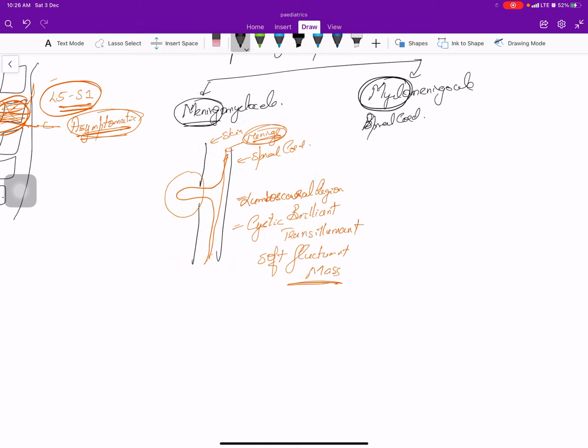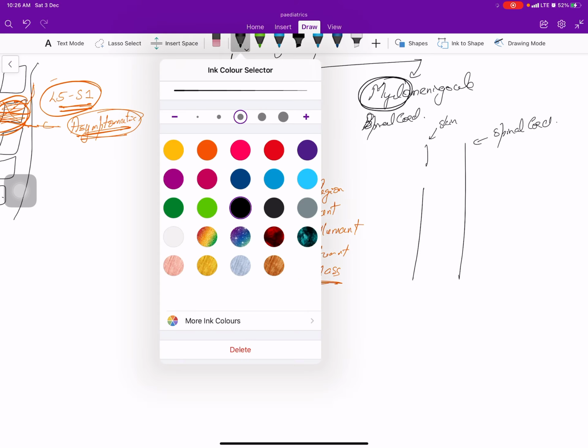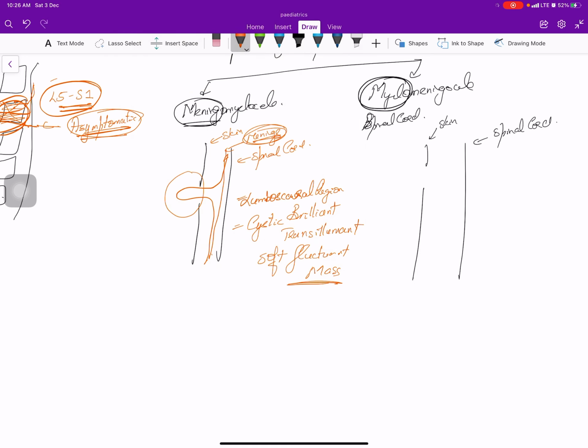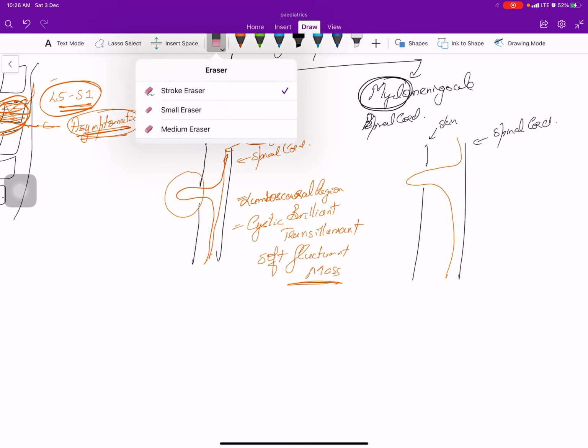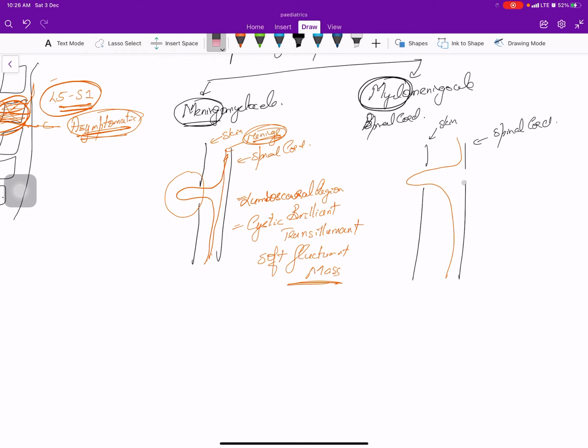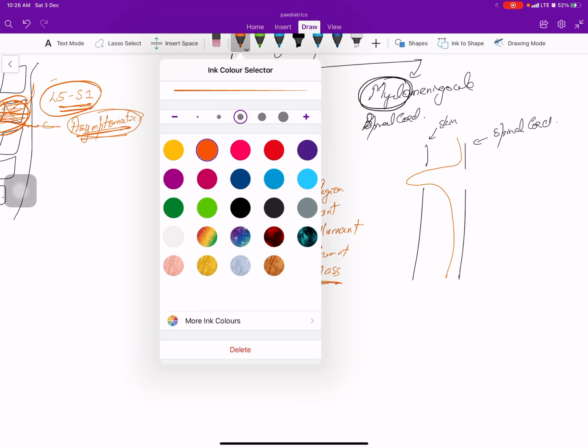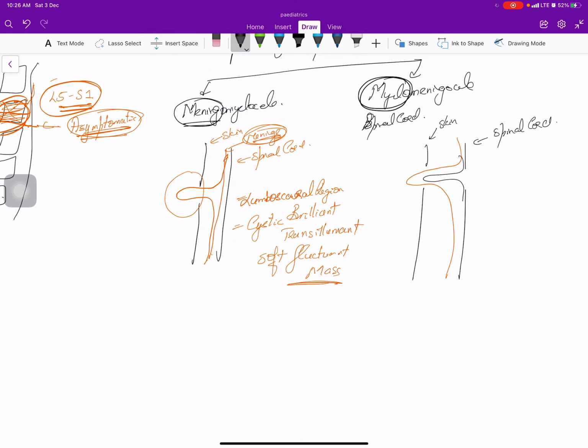Now we come to the not so favorable condition of myelomeningocele. Alright, so we have skin, this is the spinal cord, and we have the meninges. So here, the meninges as well as the spinal cord, both are going to protrude outside. Cool. So this is generally again in the lumbosacral region.